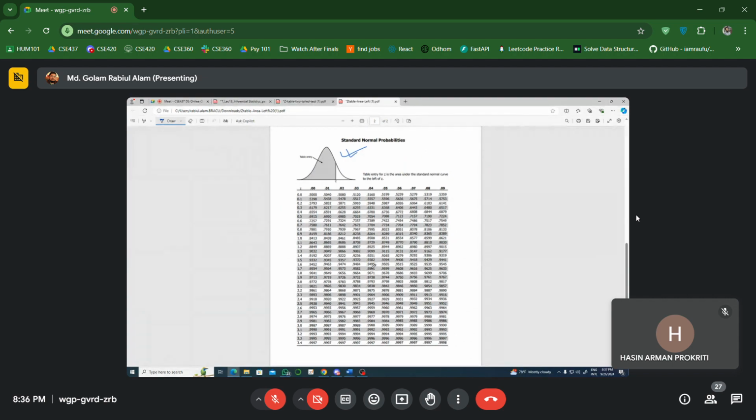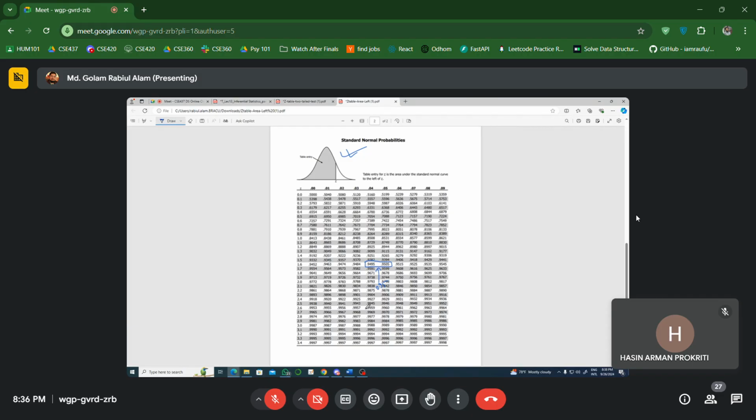Here we have 0.9293, 0.951, 0.9594, 0.95, and 0.9505. That means the value must be within this range, that is 0.95. So 0.95 will be within this upper and lower bound. But we didn't find the exact value.